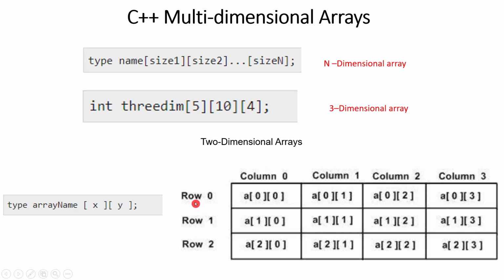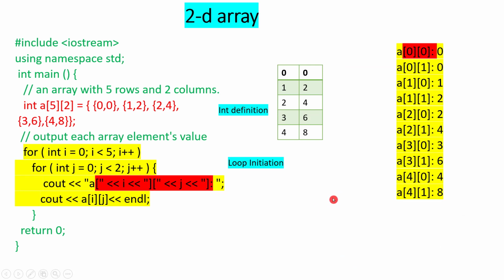Row 0, row 1, row 2, column 1, column 2, column 3, column 2. So we will be having 3 rows and 4 columns. We'll see how a 2D array works. Just focus on this problem. Have a hash include input output stream, string, using namespace std, integer main. So I'm going to input an array. This won't be read by the compiler. I'm again repeating, an array with 5 rows and 2 columns. So I'm defining the integer a as 5 rows, 2 columns is equal to.